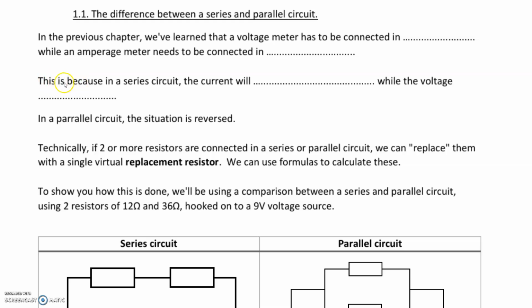This is, like it says here, because in a series circuit, the current will be identical in the same branch, obviously, while the voltage, in this case, divides in a series circuit. In a parallel circuit, the situation is reversed. There, the voltage will be the same in both branches, but the current will not necessarily be the same.